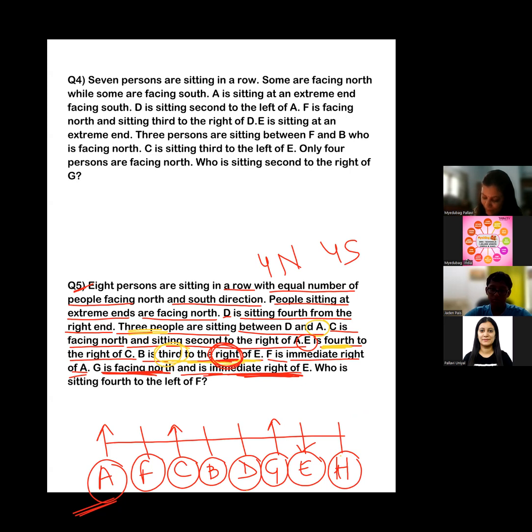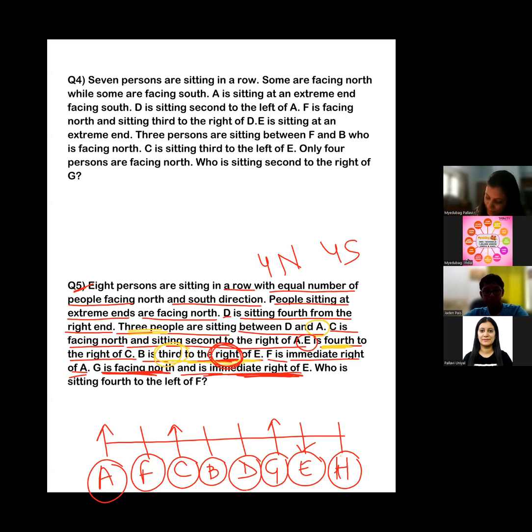So the arrangement we have got, you have understood, will be like this only. It's just that now we have to look for the directions of these F, B, D and H. These directions we have to see. Okay, let us see. F is immediate right of H, G is facing north.